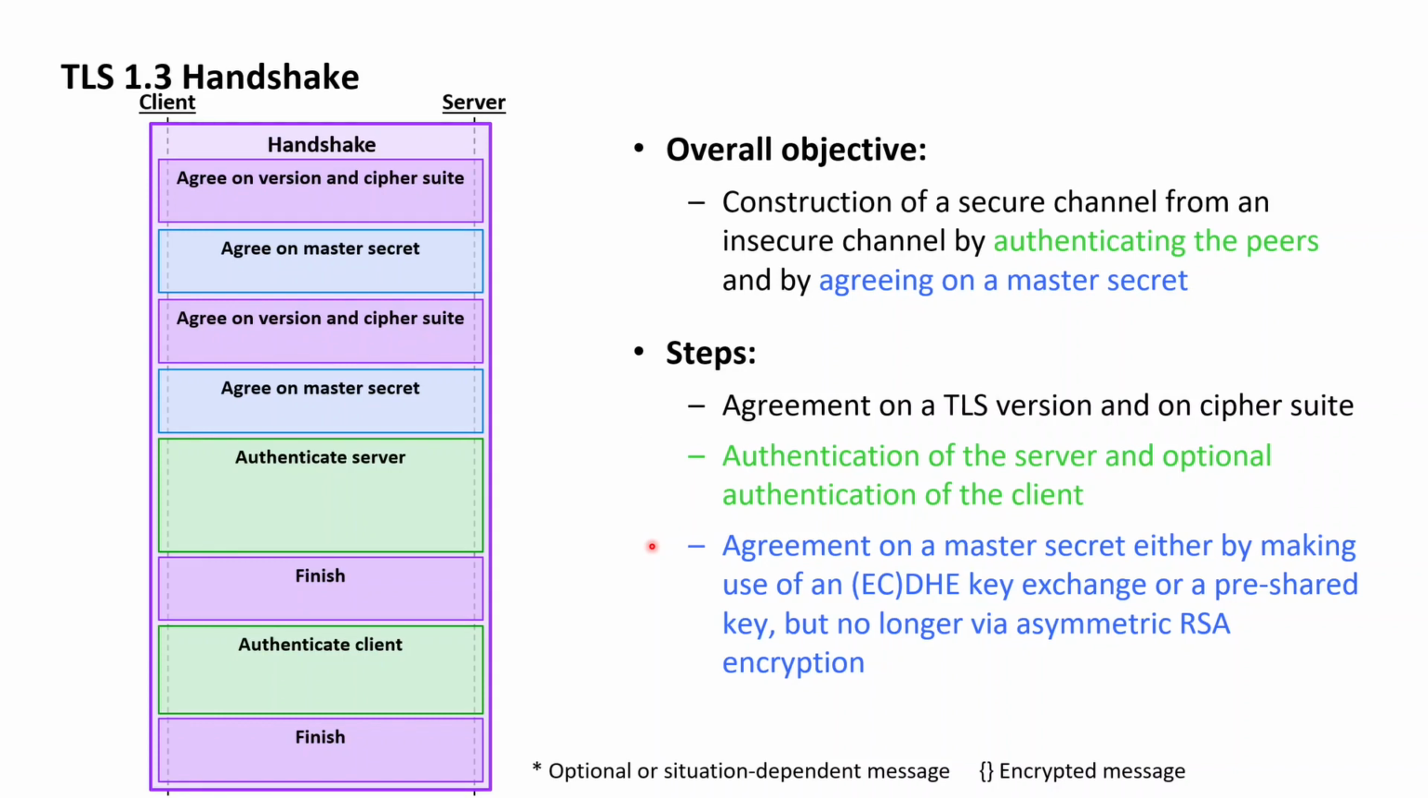As a crucial difference to TLS 1.2, TLS 1.3 only knows about the ephemeral Diffie-Hellman key exchanges DHE and ECDHE, or the use of a pre-shared key. No longer available are RSA-based key exchanges, as it was prominently supported by TLS 1.2.